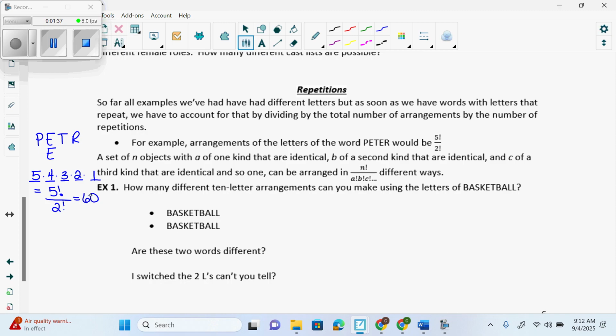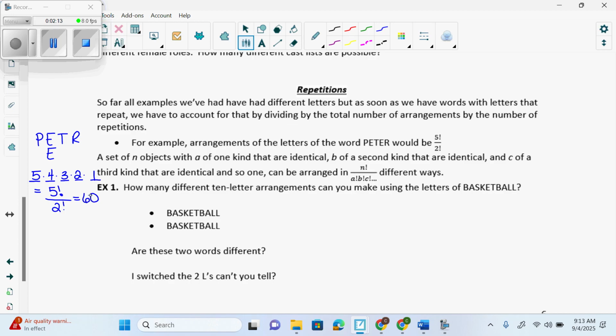Now, it would be way harder to do if you actually had to do other things, but all you do is you divide by the factorial of what you have repeating. So if you have 2 E's, you do 2 factorial. If you had 3 A's, you do 3 factorial on the bottom as well. So it says a set of n objects with A of one kind that are identical and B of a second kind that are identical, and C of a third kind that are identical, and so on. You would do n factorial on the top, and then you divide by A factorial, B factorial, C factorial. You don't put them together. You don't say like 6 factorial when there's a 2 and a 3, because they're not the same letters.